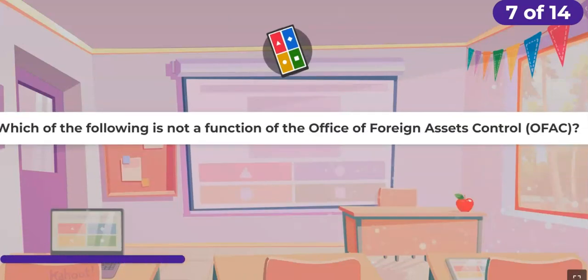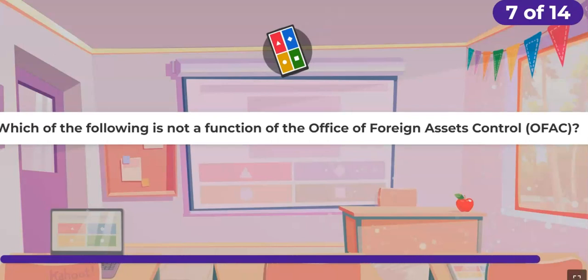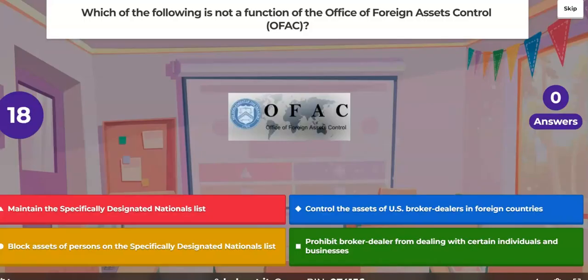Which of the following is not a function of the Office of Foreign Asset Control, OFAC? A. Maintain the specifically designated nationals list. B. Control the assets of U.S. broker-dealers in foreign countries. C. Block assets of persons on the specifically designated nationals list. D. Prohibit broker-dealers from dealing with certain individuals and businesses.